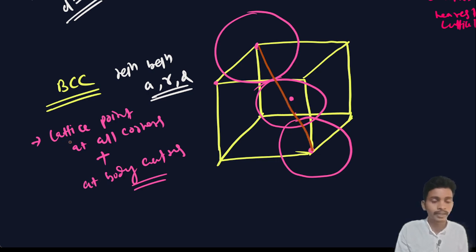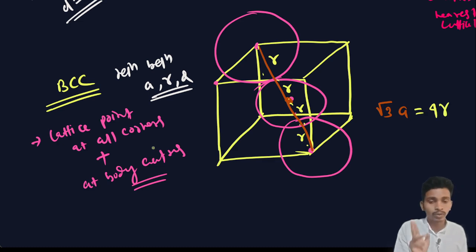This is a body diagonal. We know that the body diagonal is root 3a. Let's say from here to here this is R, and here to here again R, and here to here again R, and here to here again R. So root 3a is equal to 4R.